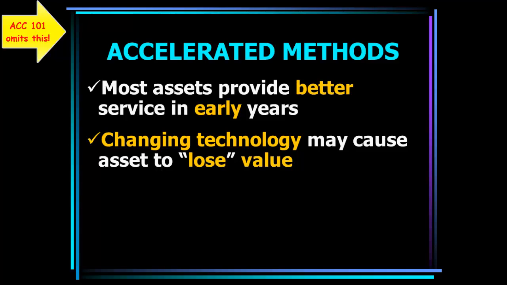Why would we want an accelerated method? Well, first off, most assets give us the best benefit when they're new. Would you agree? You get the best benefit. So it makes sense that we might record more expense in the early years when we're getting the most benefit from the asset, and less in the later years when we're not getting as much benefit from the asset.